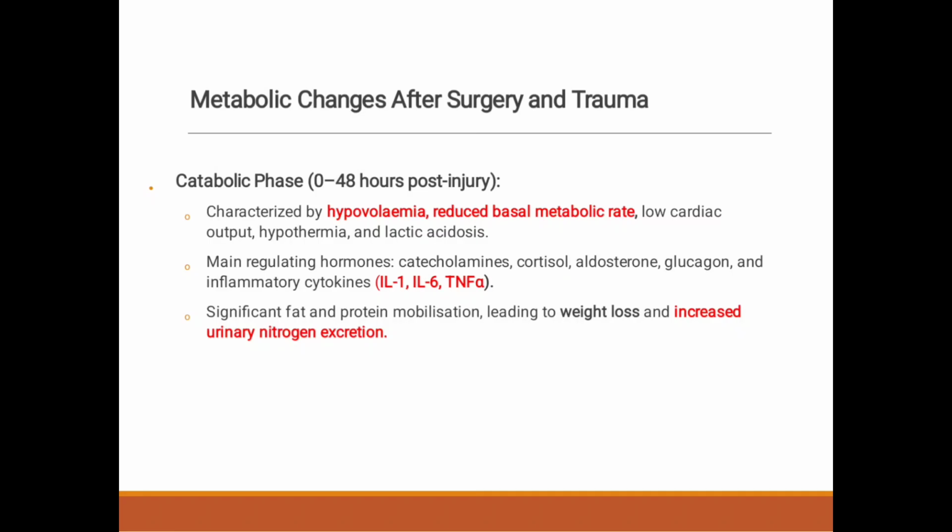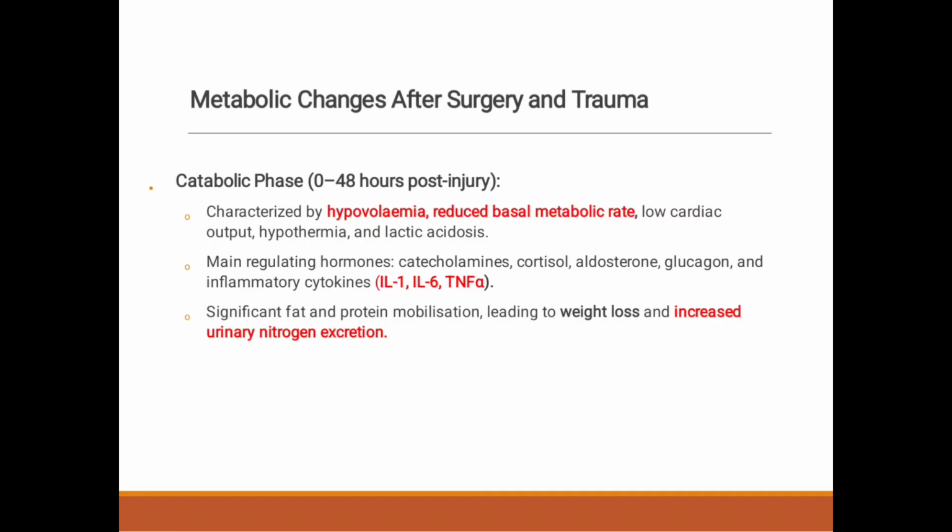These changes which you see in catabolic phase are brought about by various regulating hormones like cortisol, catecholamines, aldosterone, glucagon, and inflammatory cytokines interleukin 1, 6, TNF alpha. And we know how these catecholamines, cortisol, aldosterone, glucagon are produced by activation of the hypothalamic hormones CRF, ACTH, cortisol, activation of sympathetic nervous system, release of adrenaline and glucagon. And we know how these inflammatory cytokines are produced because the tissue injury releases damage-associated molecular proteins, DAMPs, sensed by pattern recognition receptors, which in turn release cytokines which promote tissue damage.